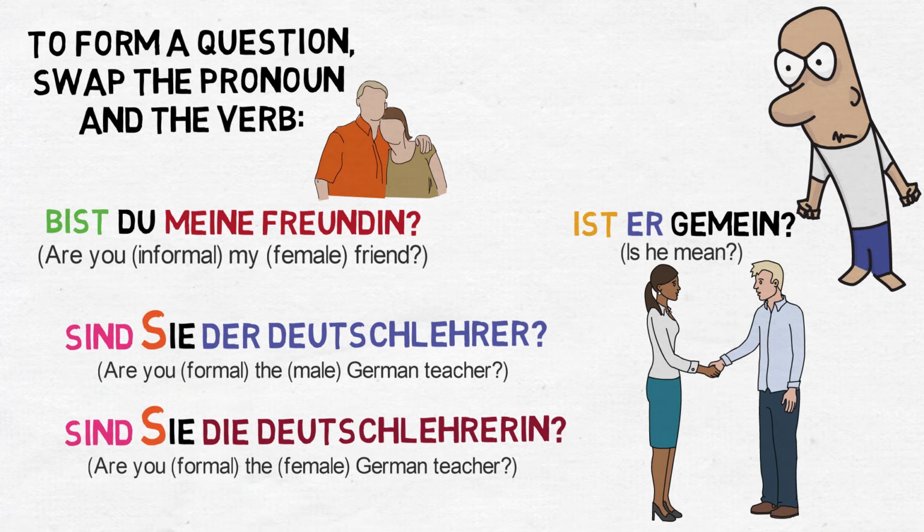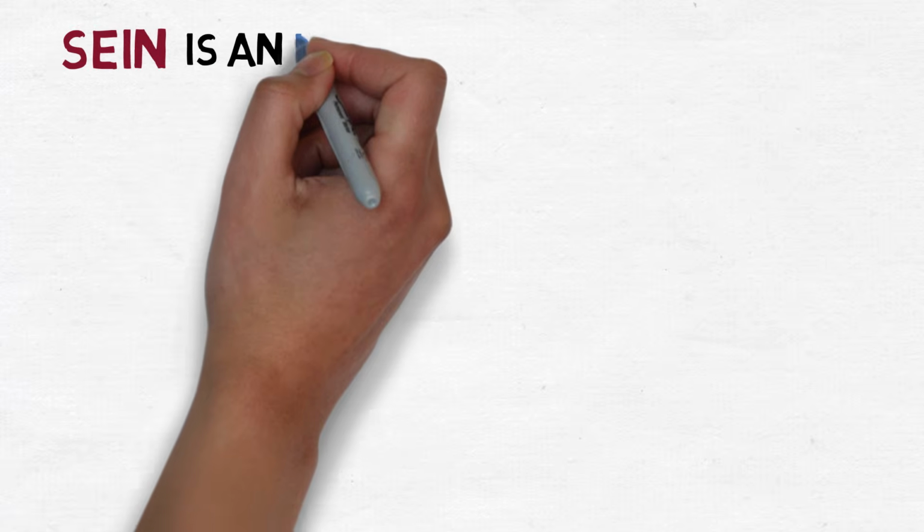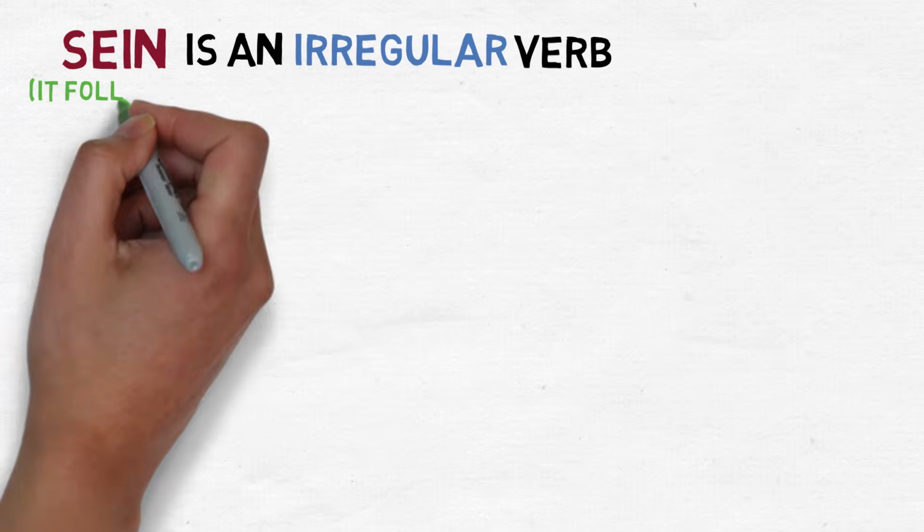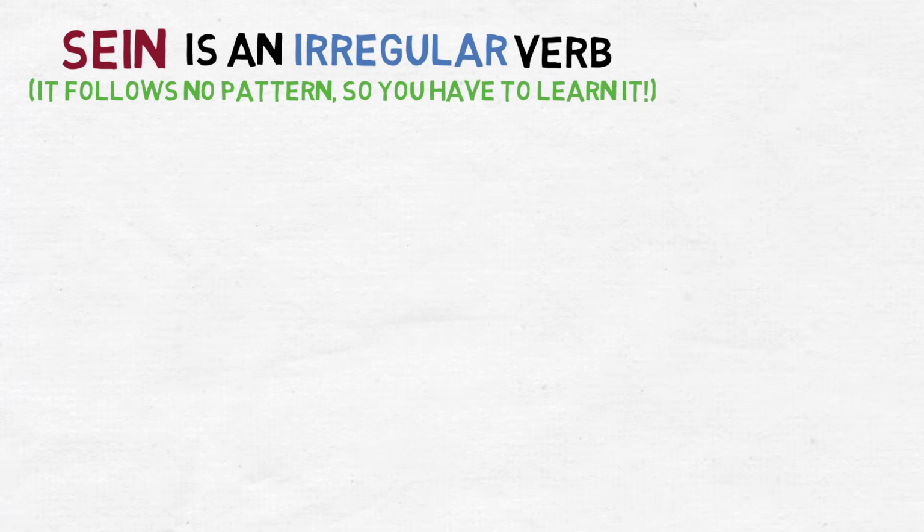And that's all there is to the verb sein in German. It's worth learning this verb off by heart because it's what we call irregular. This means that it follows no discernible pattern, meaning the only way to know it is to learn it.